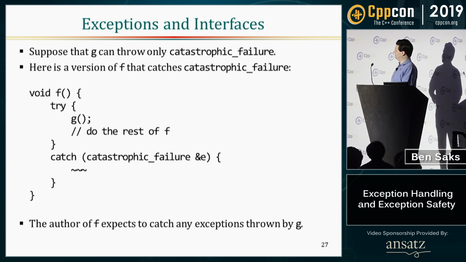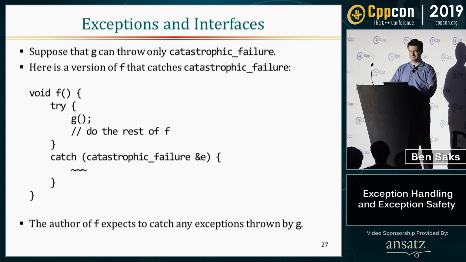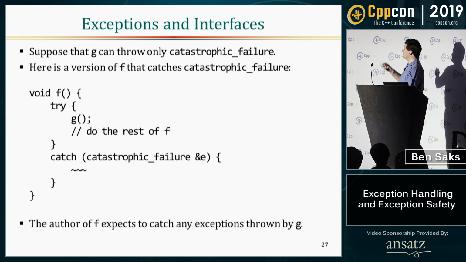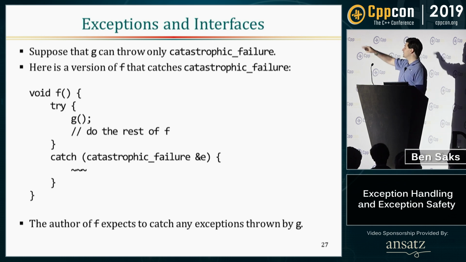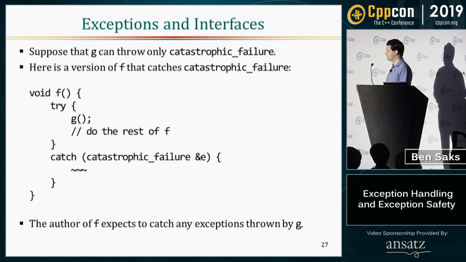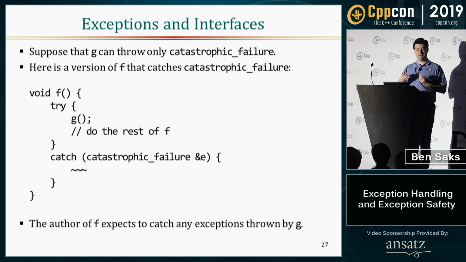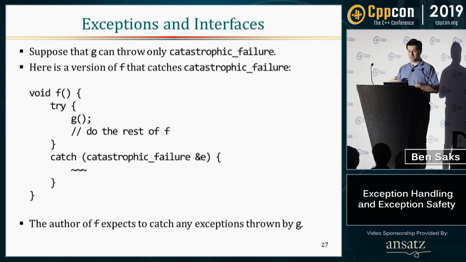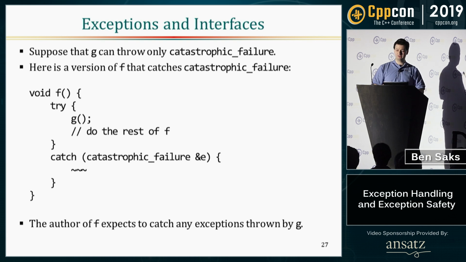So, in this case, let's talk a little bit about designing interfaces around exceptions. Suppose that G can only throw catastrophic failure for the moment. And now let's look at a version of F that's written so that it can actually catch and handle catastrophic failure. Now, if I'm the author of F, at this point, when I've written this function, I think I'm handling all of the exceptions that G can throw.